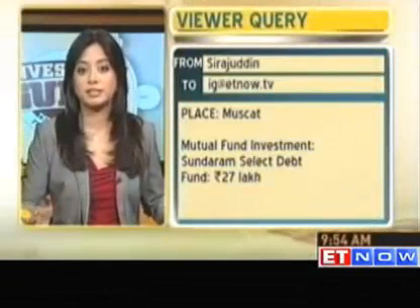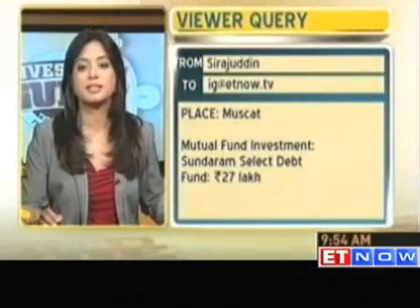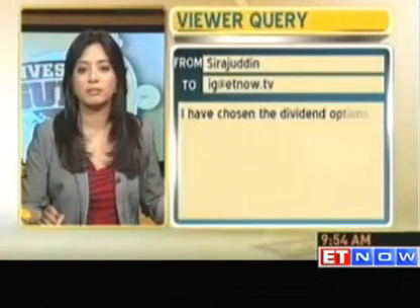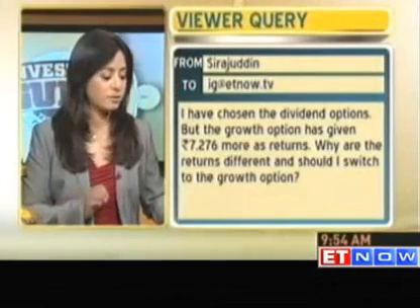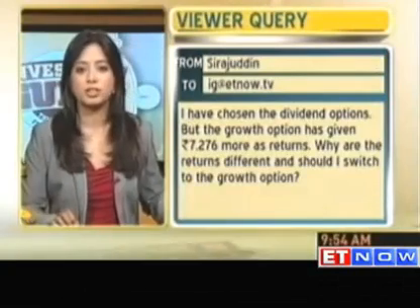We have a quick question that's come in from Sirajuddin, who writes in from Muscat. He invested 27 lakh rupees in the Sundaram Select Debt Ultra Short-Term Fund, and he tells us he picked the dividend option. Now, if he had invested the same amount in the growth option, he says he would have earned about 7,000 rupees more in return. He wants to know what is the reason behind that discrepancy, and should he now switch to the growth option?